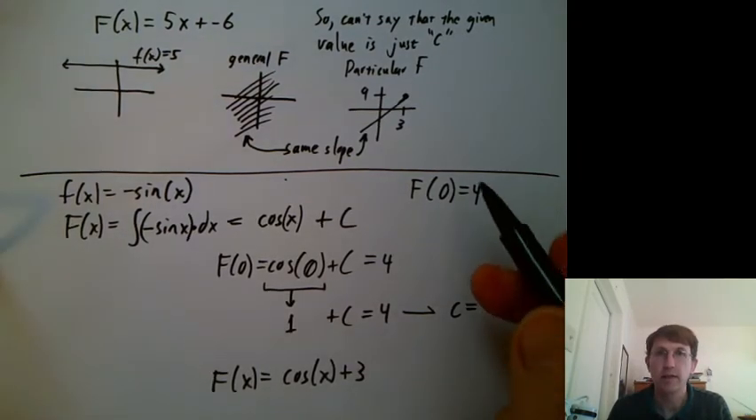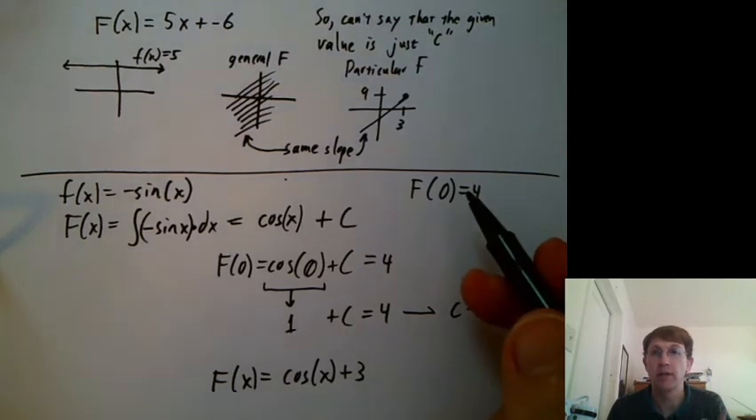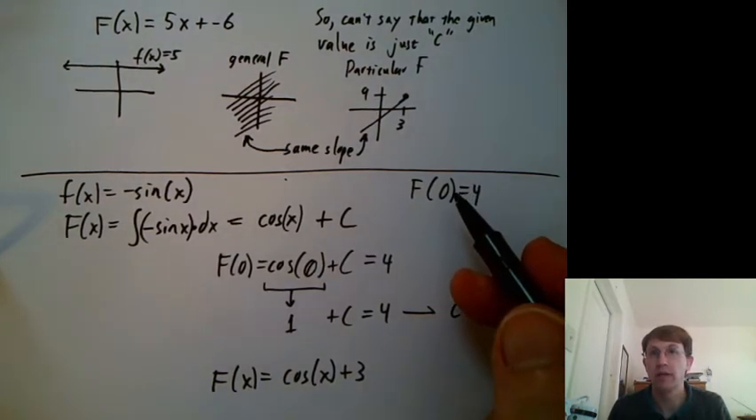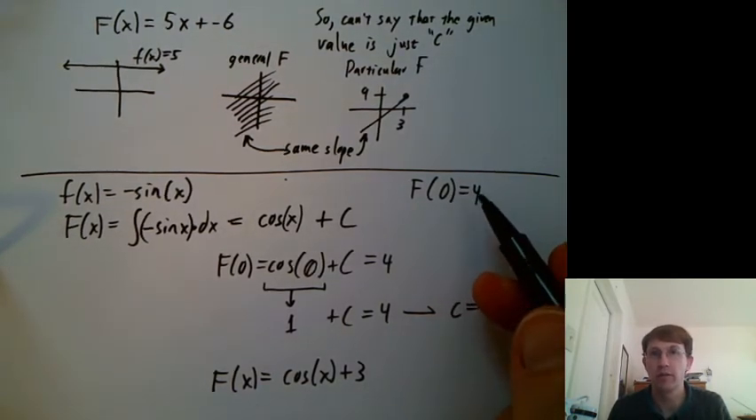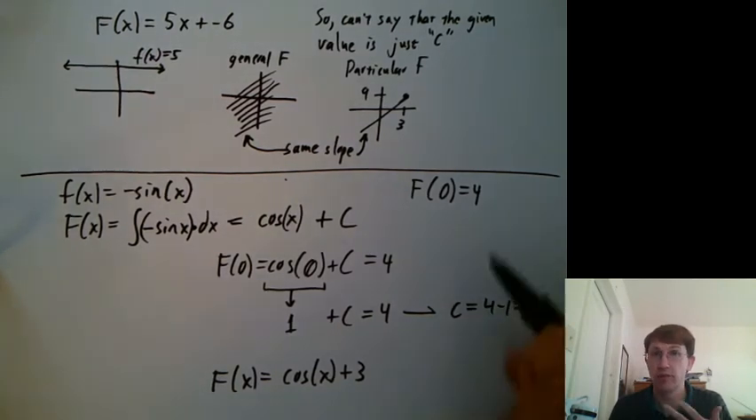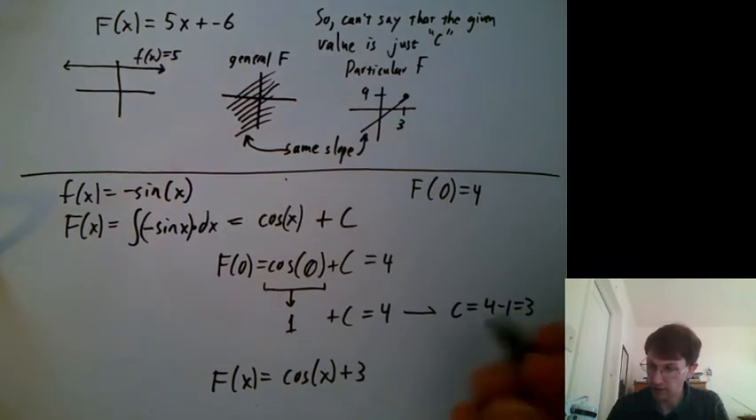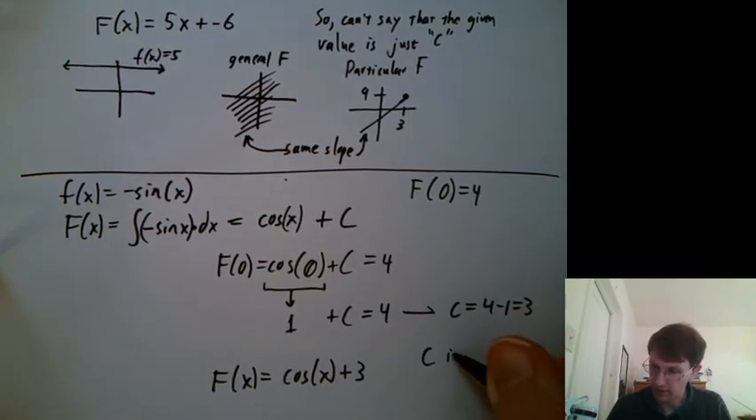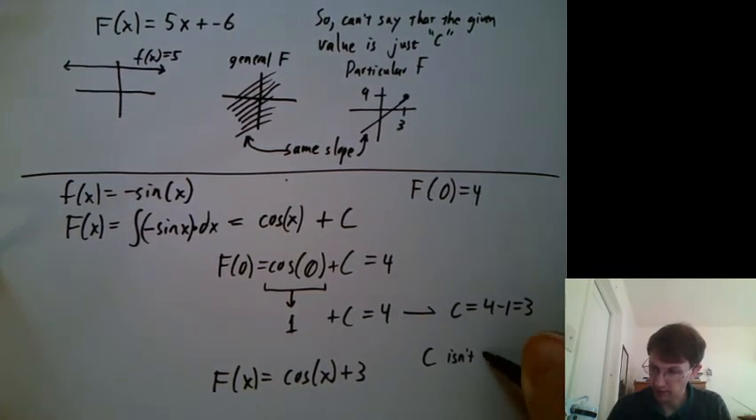Did the 4 we were given is the y-intercept, right? If x equals 0, y equals 4. But is c the y-intercept here? No, the y-intercept is 4, but c is 3. So we can say c isn't always the y-intercept.